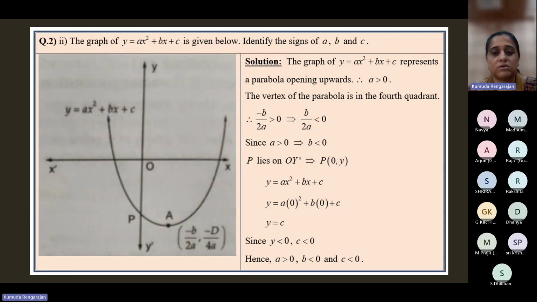Now when x is 0, with the same working, you get y equal to c. Whatever is the sign carried by y, the same will be the sign carried by c. This is 0, y, and y is negative, less than 0. So c is also negative. So a greater than 0, b less than 0, c less than 0. In the same way, you can understand the others.